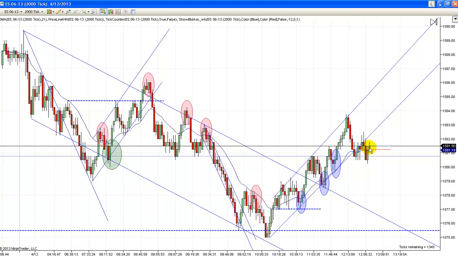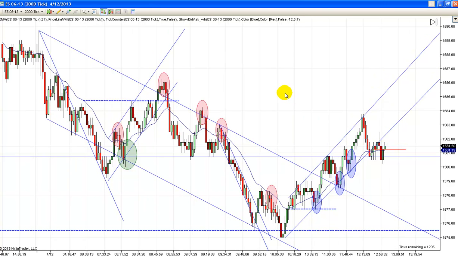So, this is really choppy with a lot of overlapping bars, so anything could happen, but they trapped them out the top. Now they've trapped them out the bottom. And so my guess is we go higher. So we'll see what happens.